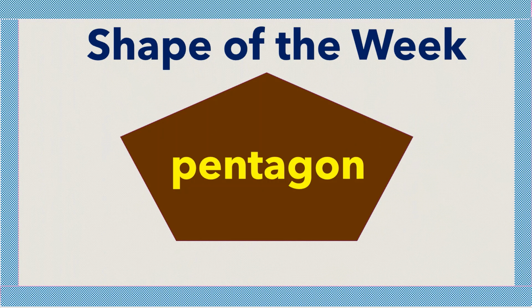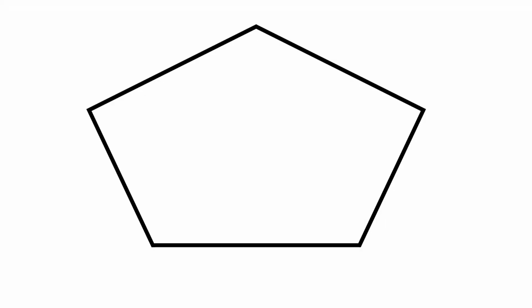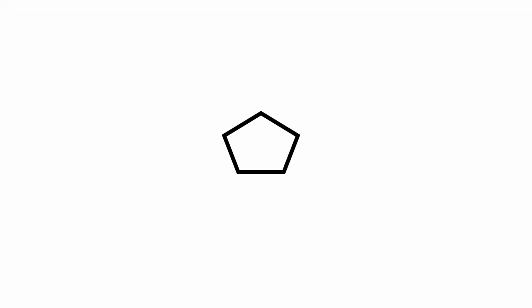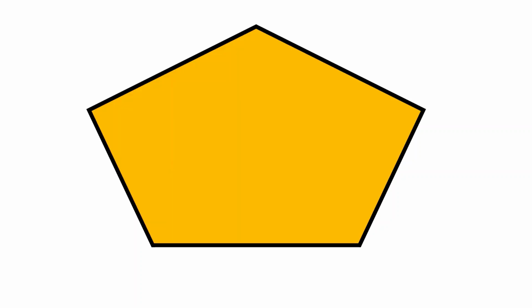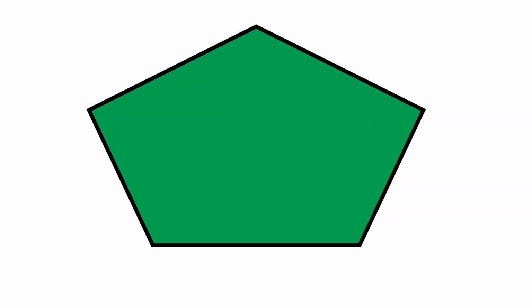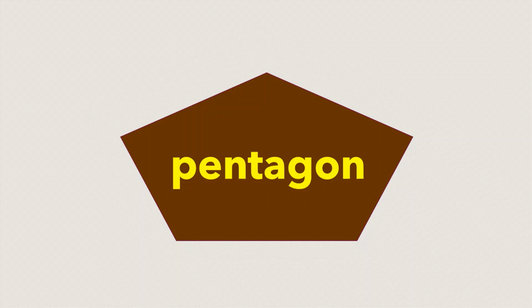The shape of the week is the pentagon. A pentagon has 5 sides. Let's count them. 1, 2, 3, 4, 5. Big pentagon, small pentagon, red pentagon, orange pentagon, yellow pentagon, green pentagon, blue pentagon, purple pentagon, the pentagon.